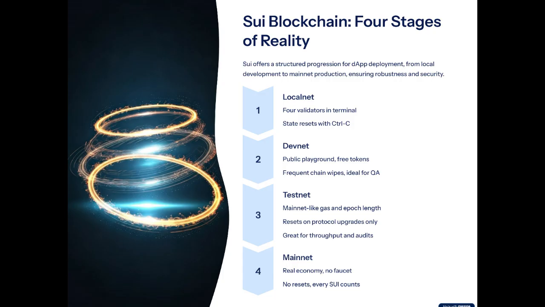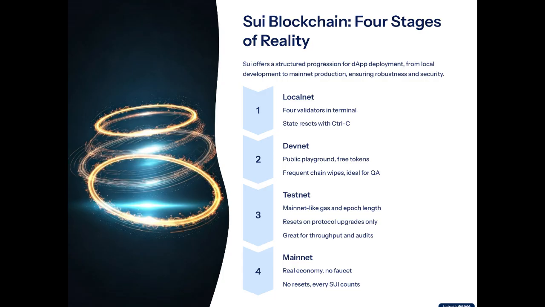Testnet turns up the pressure. Gas price mimics mainnet, epoch length matches production, and resets happen only on protocol upgrades. Great for throughput benchmarks and final security audits. Mainnet is the real economy. No faucet, every SUI counts, no resets, ever.